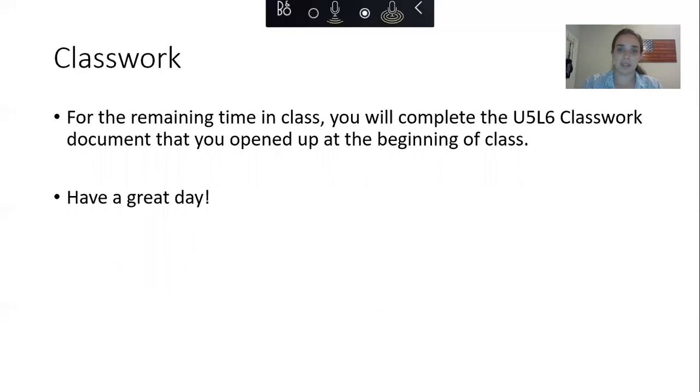For the remaining time in class, you will complete the Unit 5 Lesson 6 classwork document that you opened at the beginning of this lesson. If you have any questions, please take note of them and your teacher will answer them for you shortly.